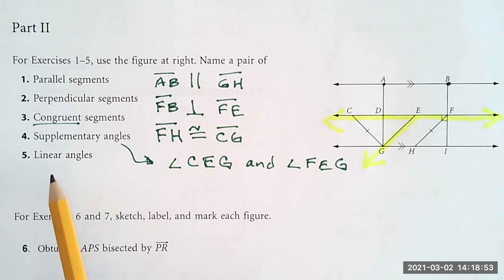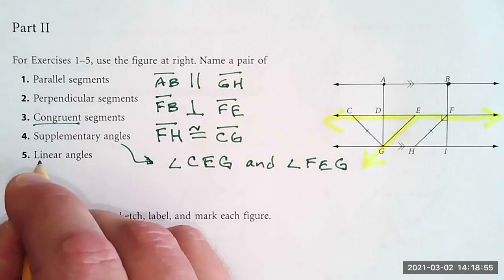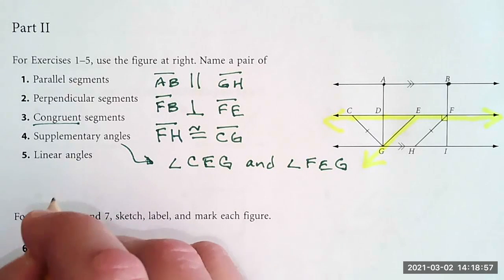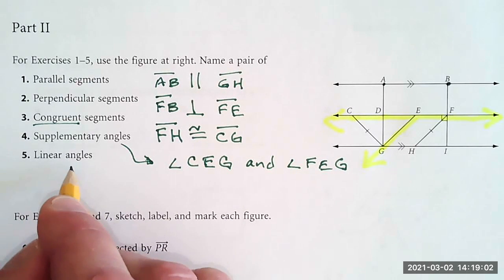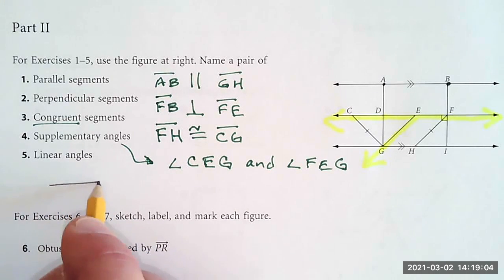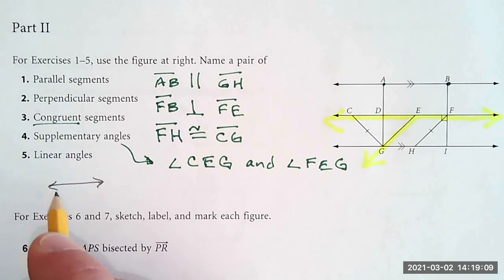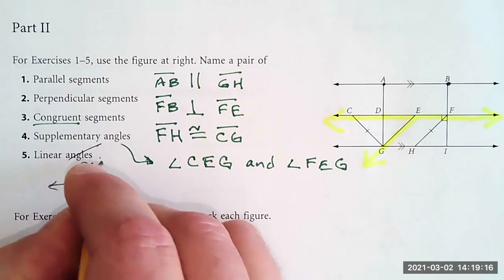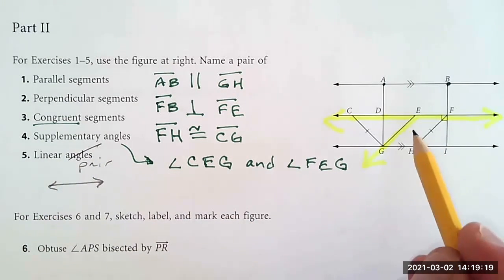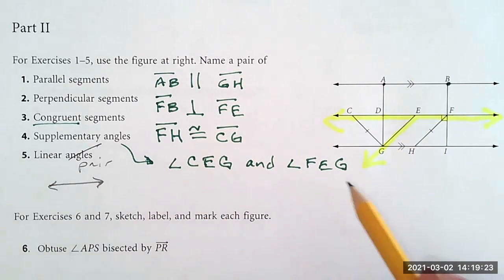Number 5 says linear angles. I apologize for this. This should say linear pair, because the word linear angles implies that it's a line or an angle that has 180 degrees as its measure. So this is confusing. I would ask you for a linear pair. And in this case, any of the pair that are linear, as in supplementary angles, would be sufficient.